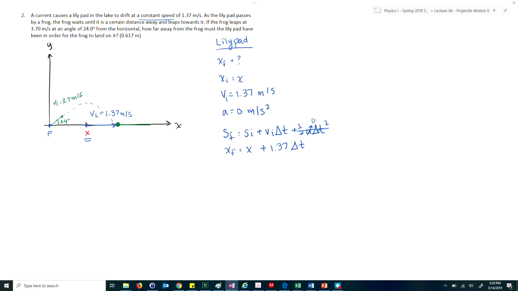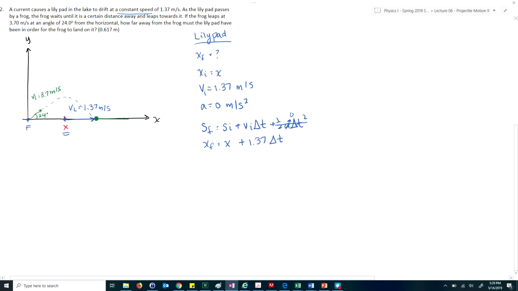Okay, so now that we're finished with the simpler object, we're going to go to the more complicated one, which is the object that is moving as a projectile, and that would be the frog. So we're going to move on to the frog over here.